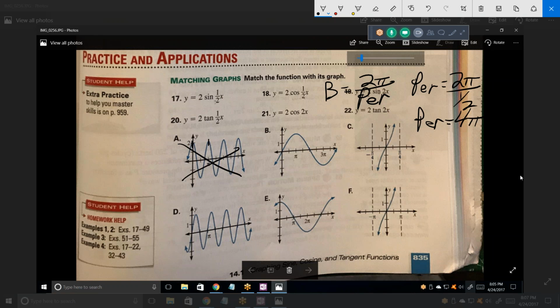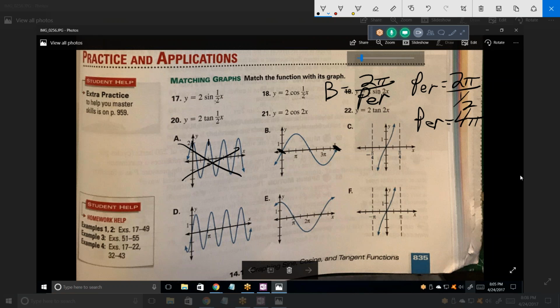Okay. Let's look at B. What's the period that we're looking at on B? We can't go peak to peak because we only have one period drawn. So we go from that point there to where it starts over again at that point. What's that period? Well, if that's pi and that's 3 pi, what do you think that is? 4 pi.